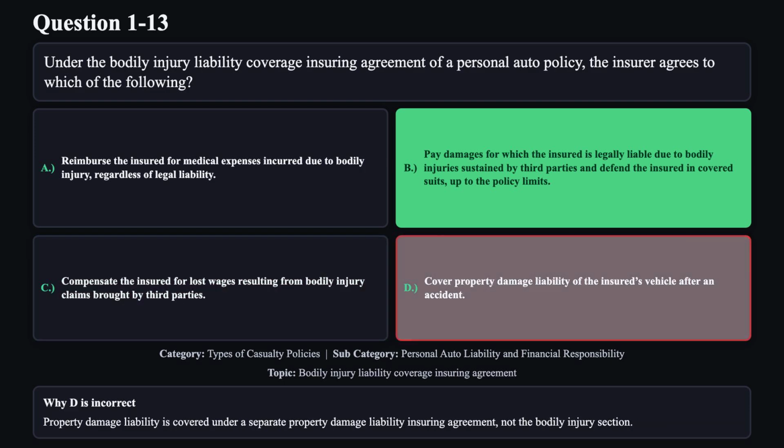Reason D is not correct. Property damage liability is covered under a separate property damage liability insuring agreement, not the bodily injury section.